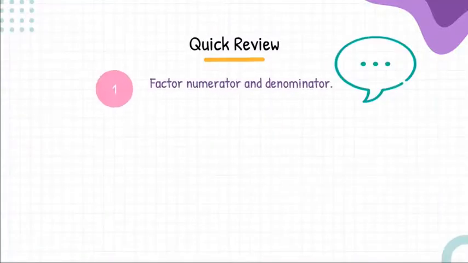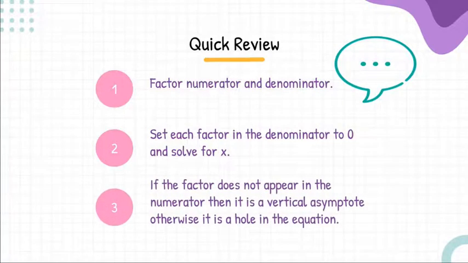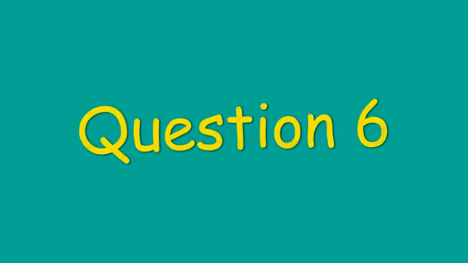Quick review. 1. Factor numerator and denominator. 2. Set each factor in the denominator to 0 and solve for x. 3. If the factor does not appear in the numerator, then it is a vertical asymptote. Otherwise, it is a hole.